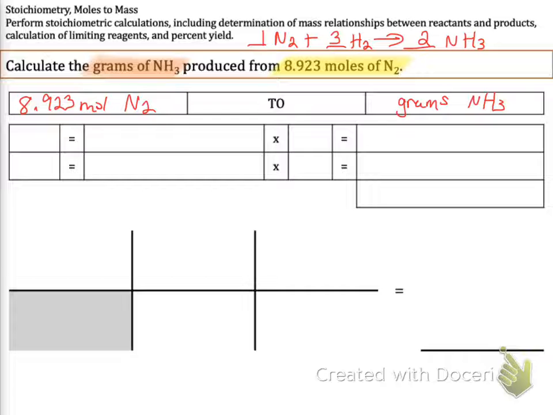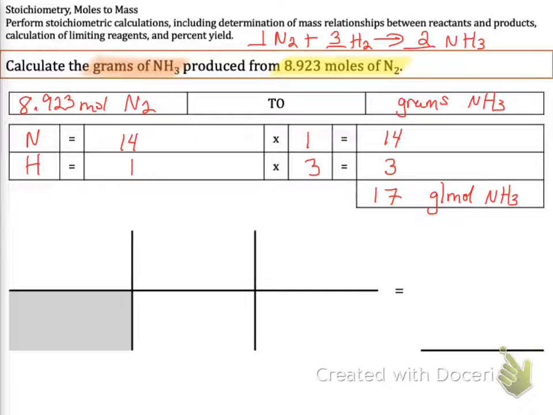So a hint, anytime you see the word grams attached to a compound, you need to find the molar mass of that compound. So nitrogen has a mass of 14. There is 1 nitrogen in that compound for a total mass of 14. Hydrogen has a mass of 1. There are 3 hydrogen for a mass of 3. I get a molar mass of 17 grams per mole of NH3.